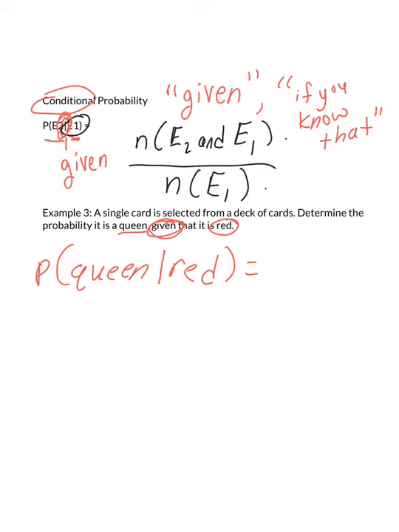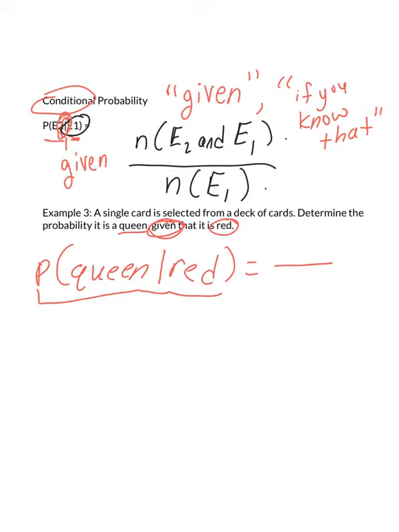Probability usually means a fraction answer, at least to begin. So I'm going to draw a fraction bar. So I read this out loud: the probability of drawing a queen, given that you have a red card. With conditional probability, this is the only time I do not put the grand total in the denominator. So this is my only exception to that probability rule.